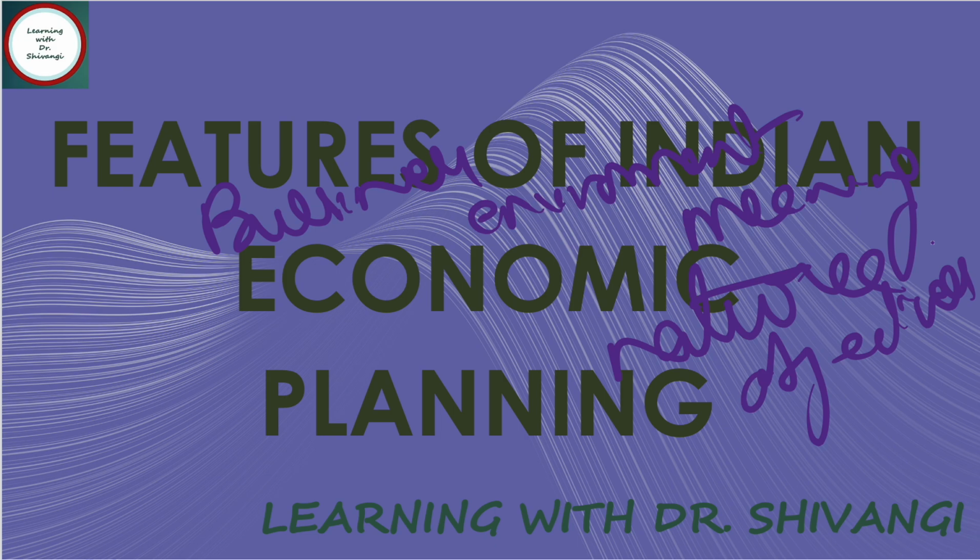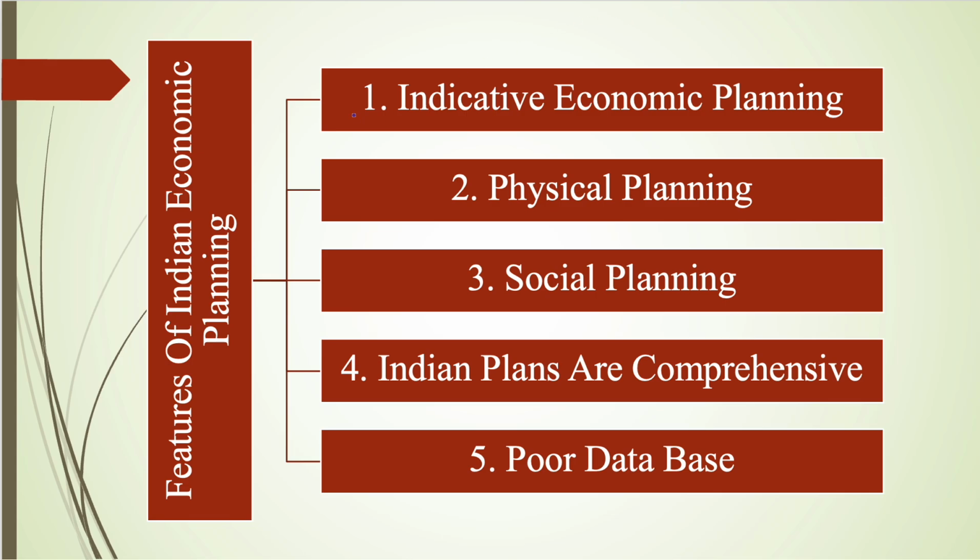Now coming to the main topic, which is features of Indian economic planning. Indian economic planning is based on the monetary and fiscal policy of government and also denotes the budget of India. There are several features of Indian economic planning, which are as follows. First one is indicative economic planning, second is physical planning, third is social planning, fourth is Indian plans are comprehensive, and the last is poor database. So these are the various features of Indian economic planning. Now we discuss each of the features one by one in detail.